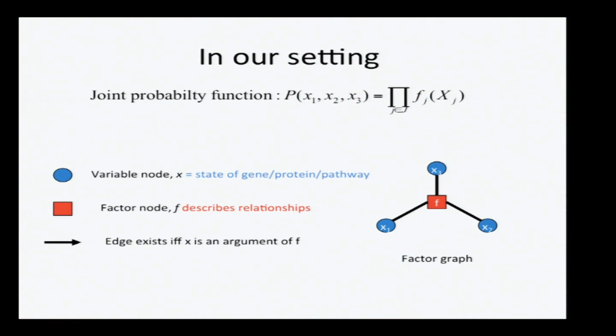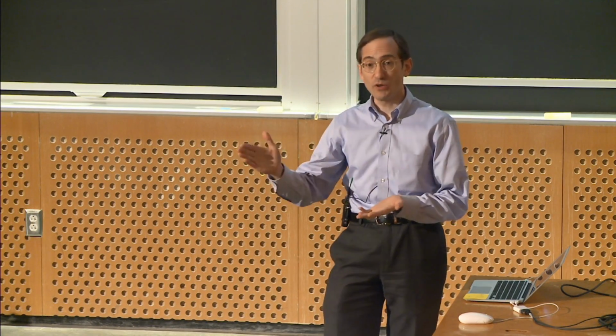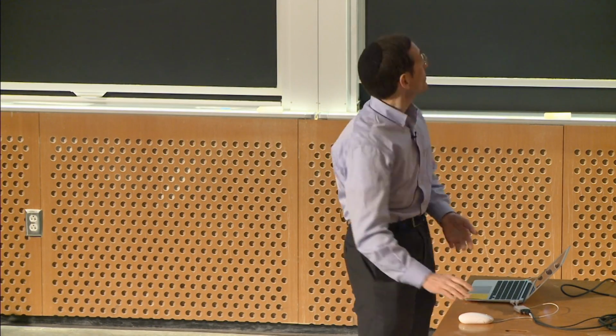Okay. So in this context, the variables are going to be nodes, and their allowed values are going to be whether they're activated or not activated. The factors are going to describe the relationships among those variables. We previously saw those as being cases of regulation, right? Is the RNA turned into protein? Is the protein activated?